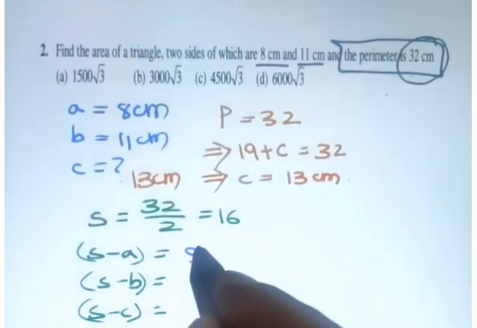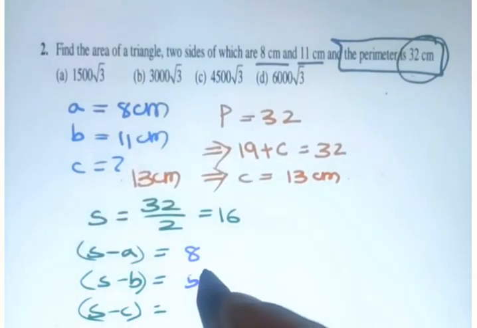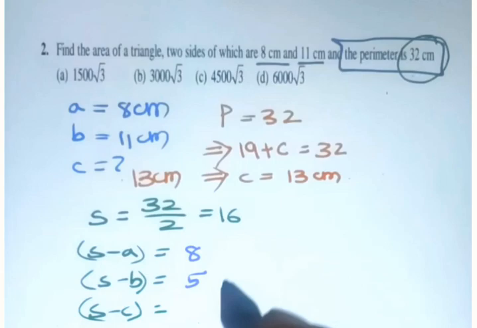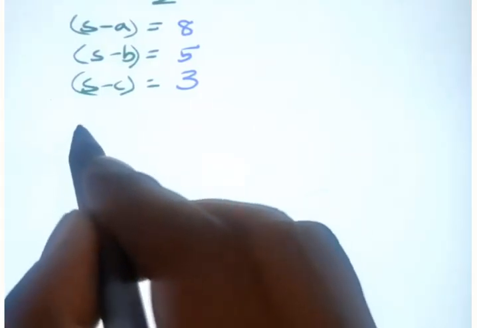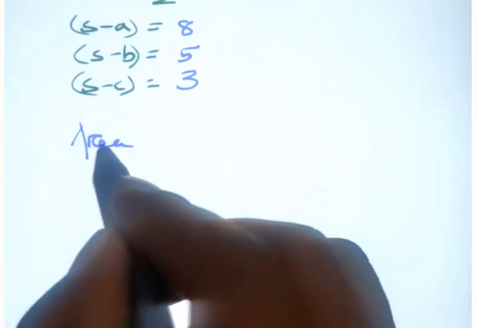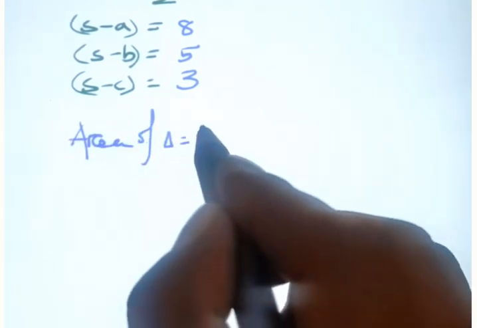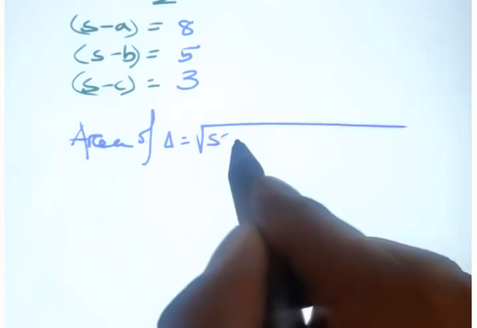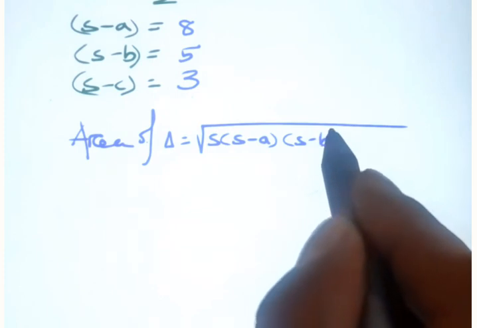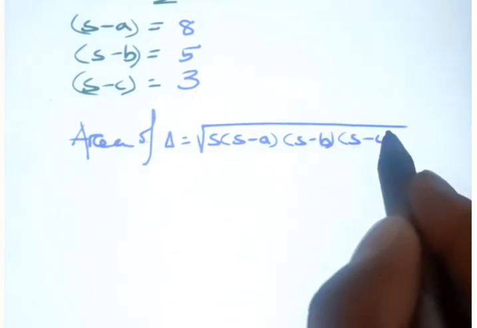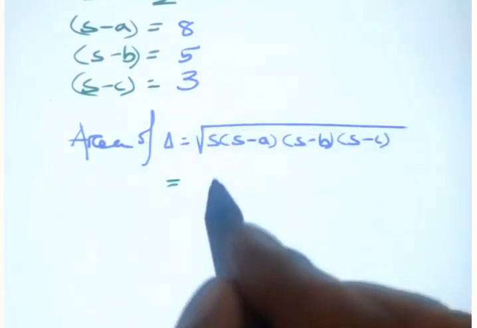So S minus A, 16 minus 8 will be 8. S minus B, 16 minus 11 will be 5. S minus C, 16 minus 13 will be 3. Now Heron's formula, area of triangle is equal to square root of S whole into S minus A whole into S minus B whole into S minus C. Let's put the values.